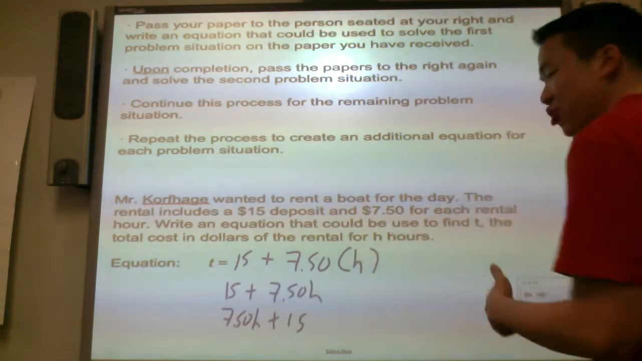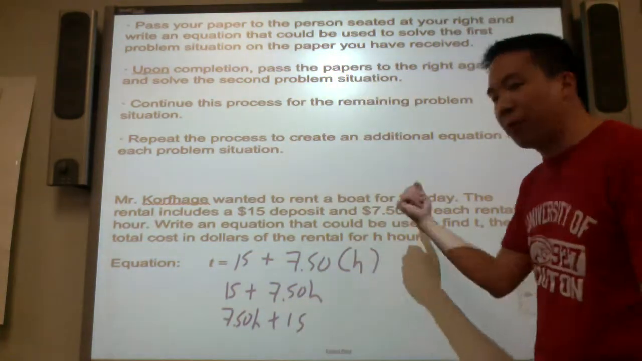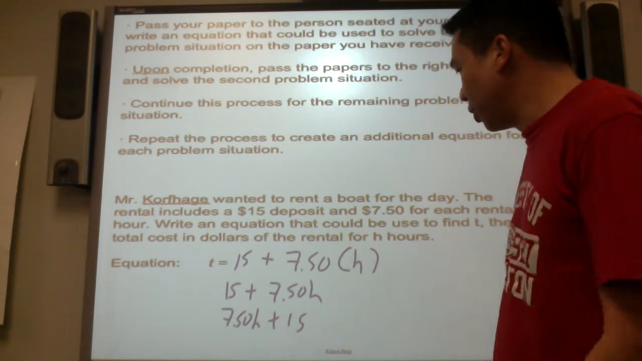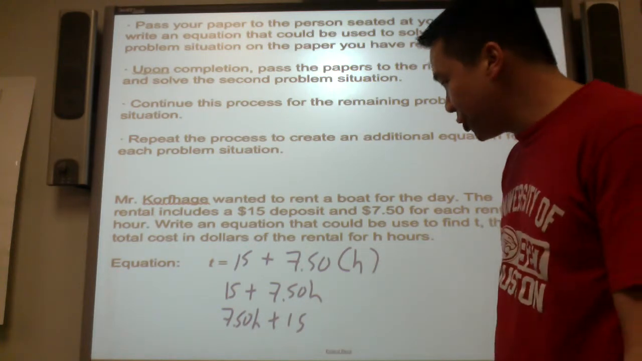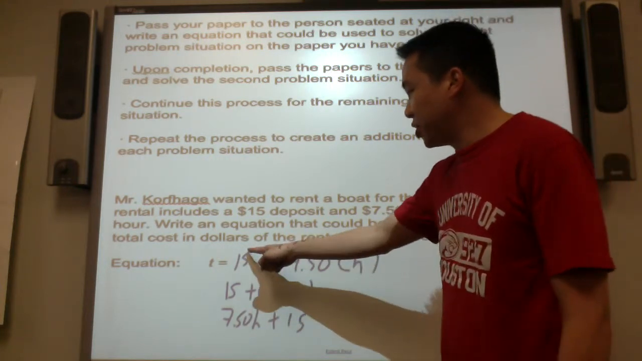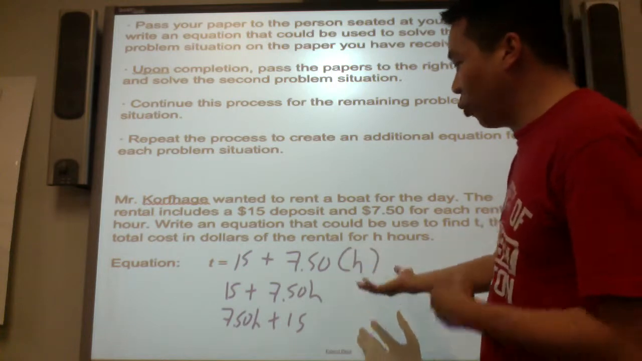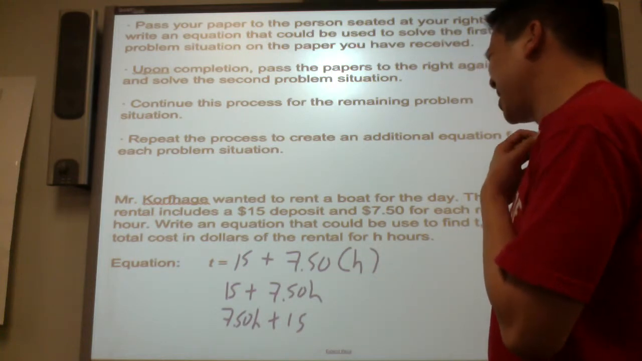So if the h, because kids always ask, what does this h stand for? All right, give me a number for h. Let's do 2. If you have rented this for 2 hours, 7.50 times 2 is $15, plus 15 is $30 you have spent. If you had done 1 hour, then it would have been $22.50.